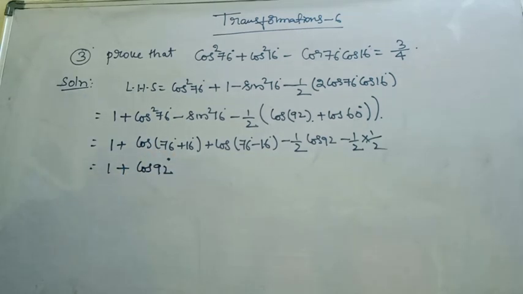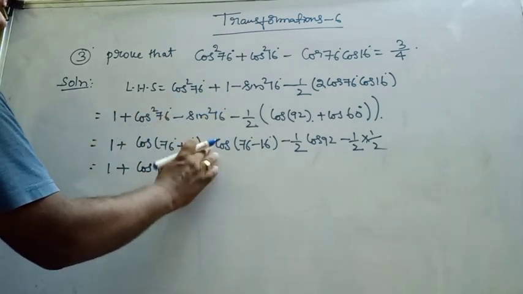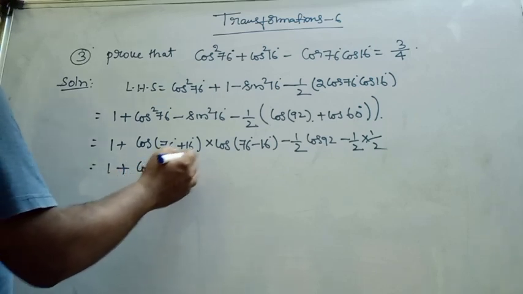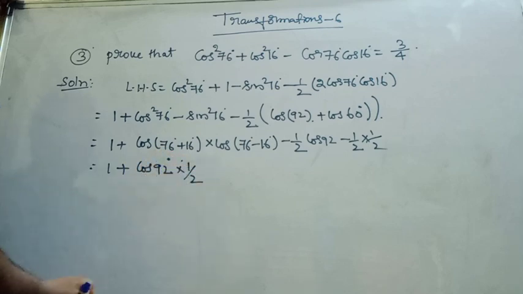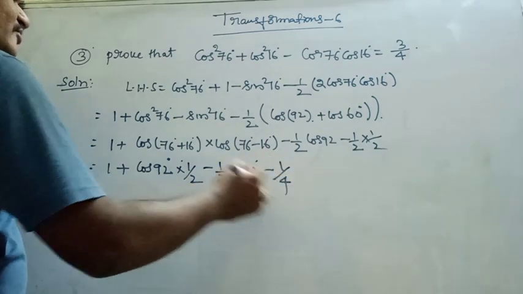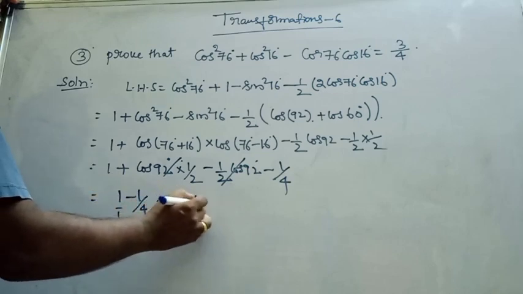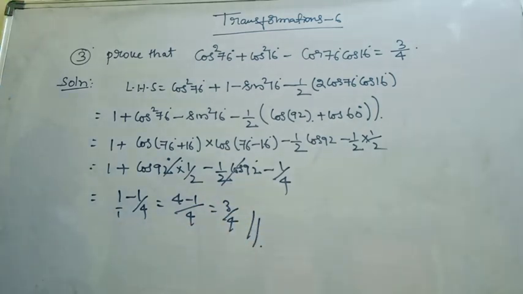See, cos square A minus sin square B is cos A plus B into, this is not plus, into cos A minus B. Now what you have is cos 92 into cos of 76 minus 16, that is cos 60, that is 1 by 2, minus 1 by 2 into cos 92 degrees, minus 1 by 4. This will cancel. Now 1 minus 1 by 4, that is 4 minus 1 by 4, that is 3 by 4. In this beautiful way, with a simple technique, we get this type of problems.